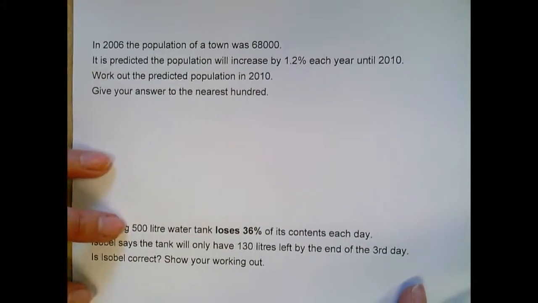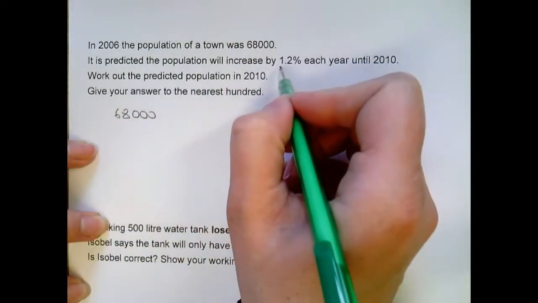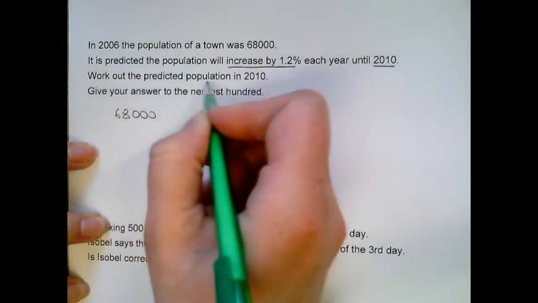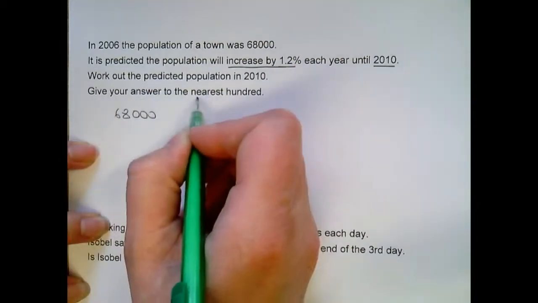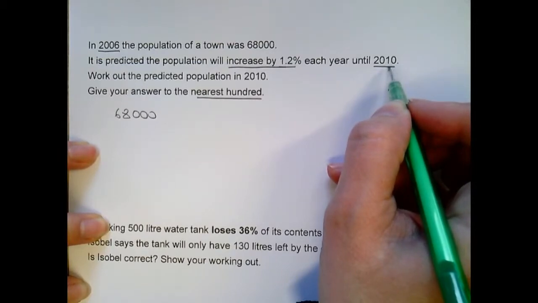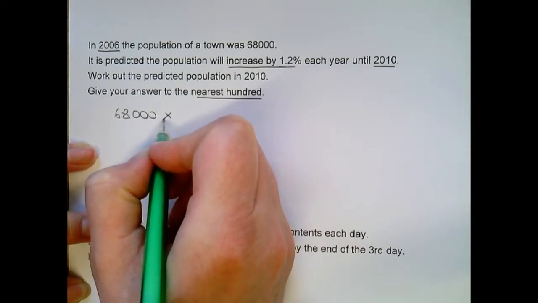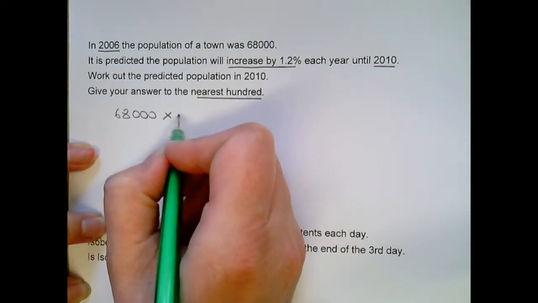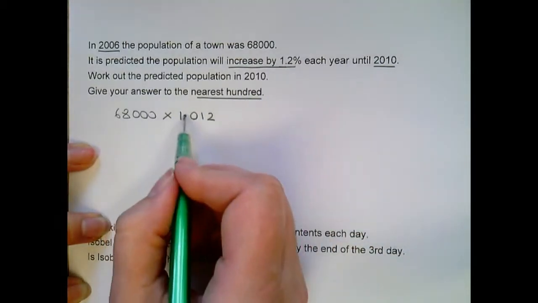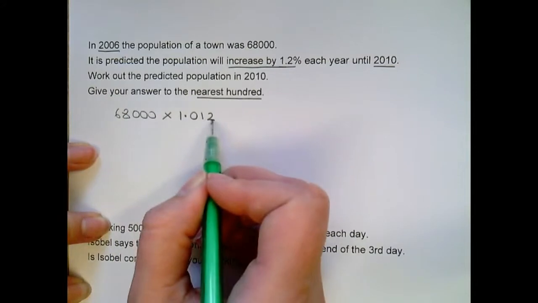Okay, in 2006, the population of a town was 68,000. It is predicted the population will increase by 1.2% each year until 2010. Work out the predicted population in 2010 and give your answer to the nearest 100. So we're wanting to go from 2006 up to 2010. So that's 4 years that it's going up by 1.2%. So first of all, up by 1.2%, you do 100 plus 1.2 gets you 101.2, which would be 1.012, not 1.12, because that would put it up by 12%. So up by 1.2% would be that number.